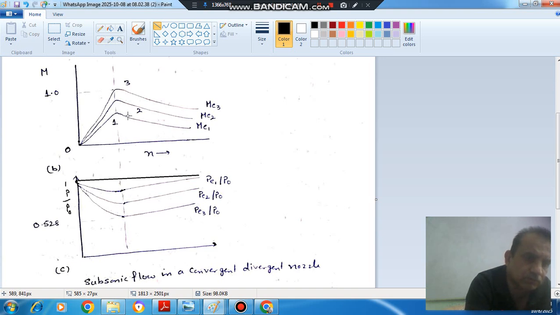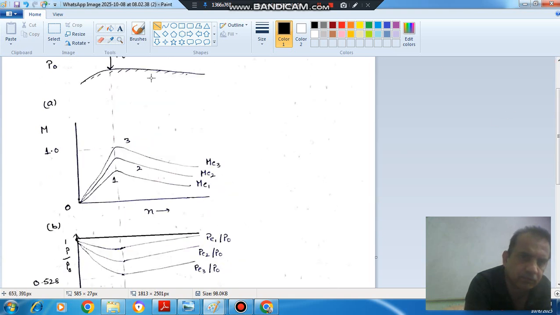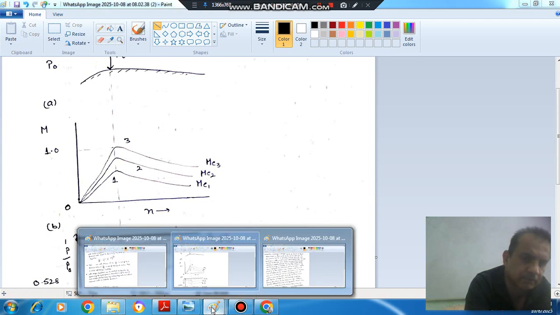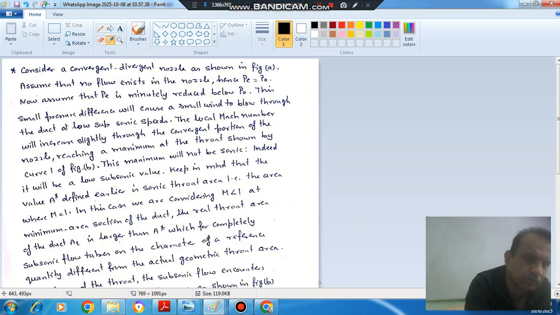As this is not sonic, so there is subsonic flow, so the divergent part will act as a diffuser and the convergent part will act as a nozzle. So here the Mach number will increase, here the Mach number will decrease, so that ME1 will be maintained at the exit. Okay, so this is not the sonic value. The local Mach number will increase slightly through the convergent portion of the nozzle, reaching a maximum at the throat shown by curve 1 figure B. This maximum will not be sonic. Indeed, it will be a low subsonic value.